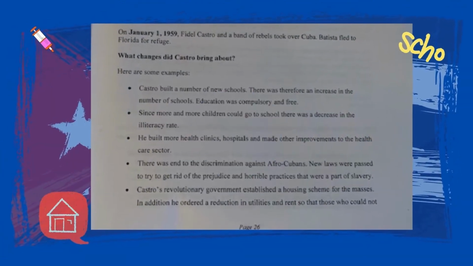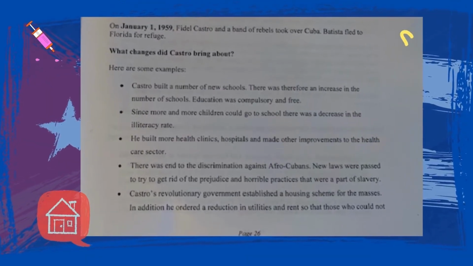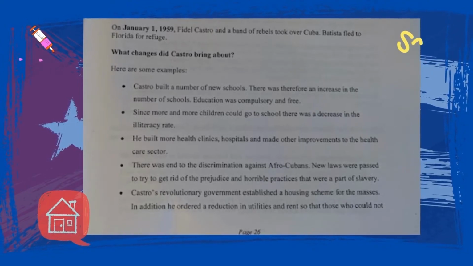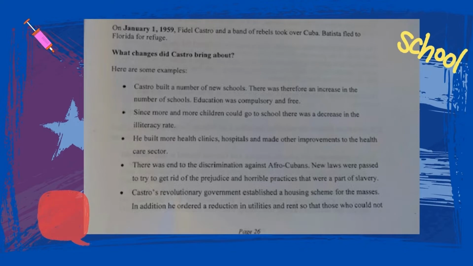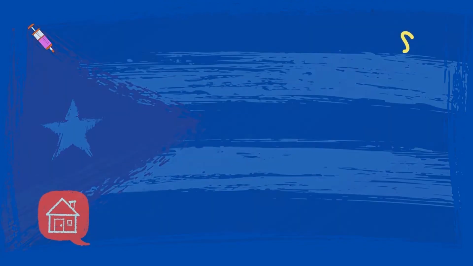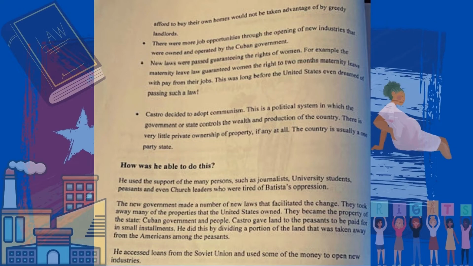States who would have supplied him with arms, guns and ammunition, anything that he needed. And because he would have lost that support, it meant that the battle was lost. So Castro and his rebels basically had a free passage to just go into Havana and just seize the presidency. So on January 1, 1959, Fidel Castro and his band of rebels took over Cuba. Like we said, Batista fled to Florida for refuge.